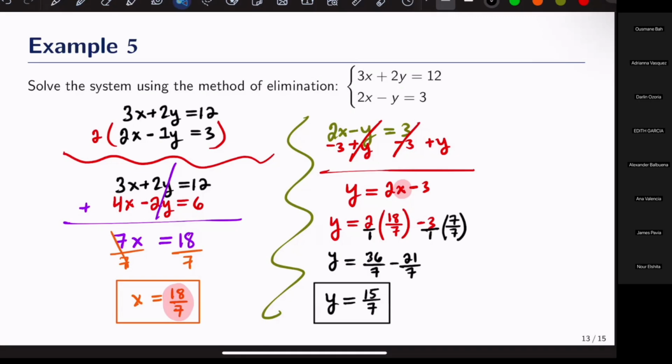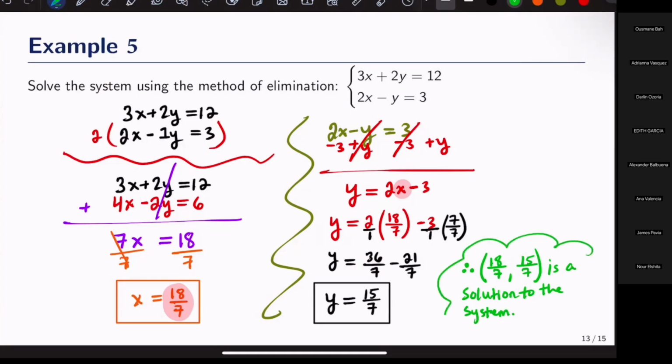What does this tell us? Therefore, put it in coordinate form. Cannot forget that step. 18 over 7, comma 15 over 7 is a solution to the system. And we're done.